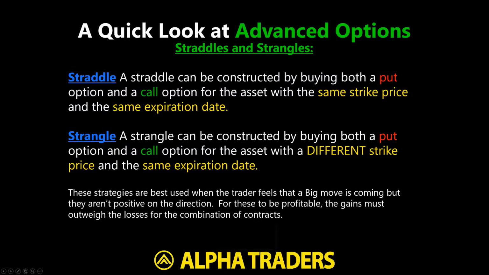These strategies are best used when the trader feels that a big move is coming, but they aren't positive on the direction. For these to be profitable, the gains must outweigh the losses for the combination of the contracts. So, for example, these are very common if you're playing ERs. And ERs are earnings reports.